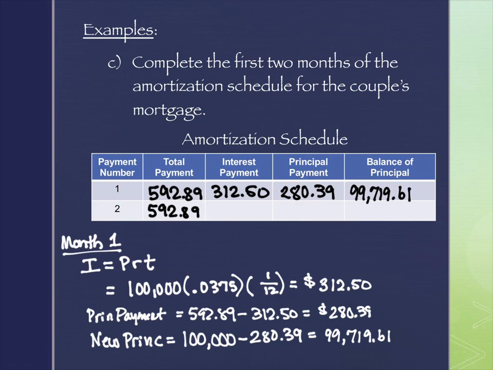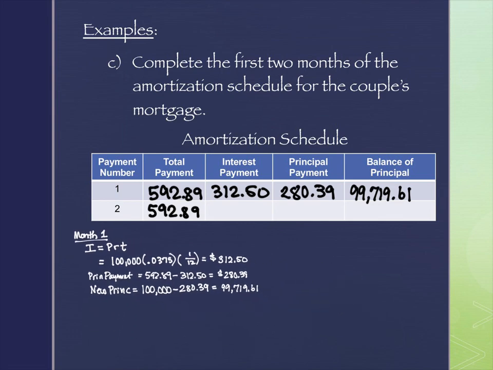Okay, you ready for month 2? The process we do for month 2 is the same, but the new balance on the loan, the P value, is no longer 100,000. What's my P value now? Yeah, it's the $99,719.61. So I'm going to shrink this for month 1 so we have more space. And we'll write in month 2.